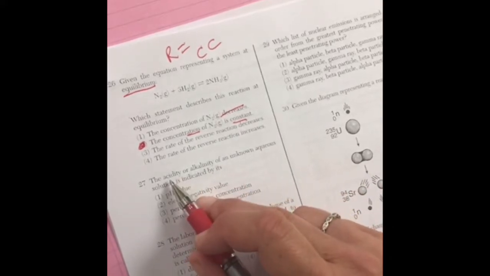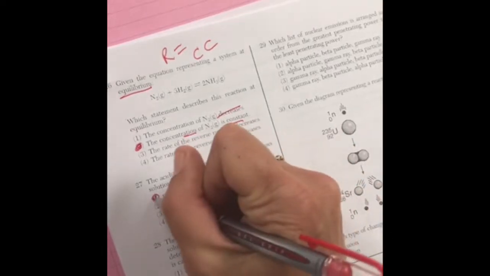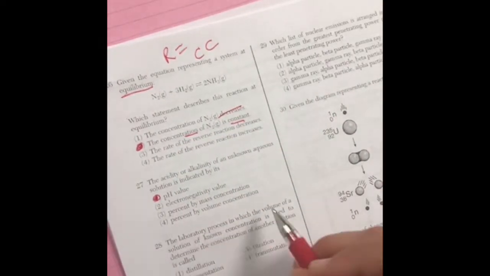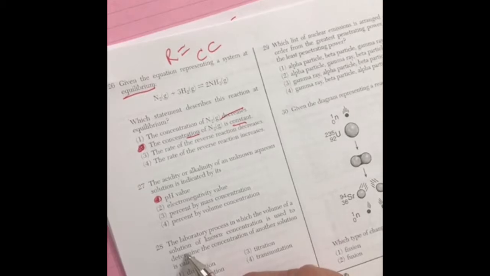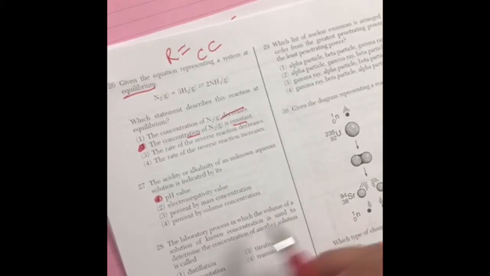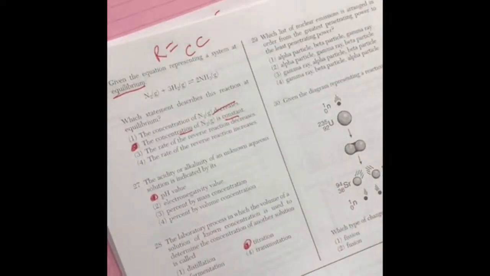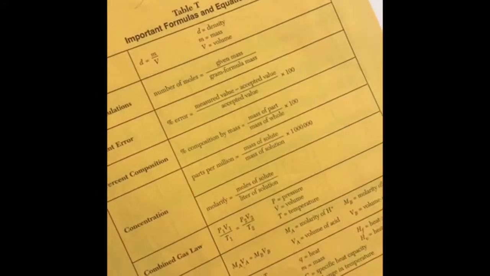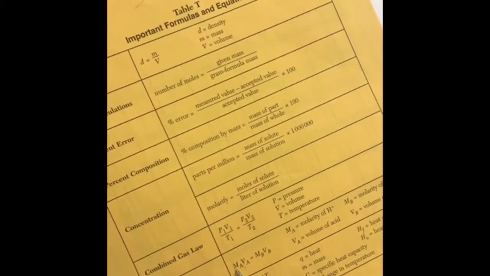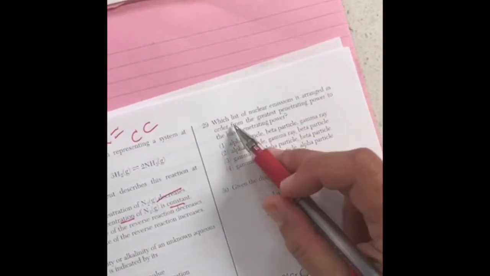All right. The acidity or alkalinity of an unknown aqueous solution is indicated by it. So, if you want to tell how acidic it is or how basic it is, that's by the pH. A laboratory process in which the volume of a solution of known concentration is used to determine the concentration of another solution, that's called a titration. And if you're not sure about it, you can go over here because it says calculation. So a calculation is on the back. The lab process is called a titration, and there's the formula: MAVA equals MBVB.